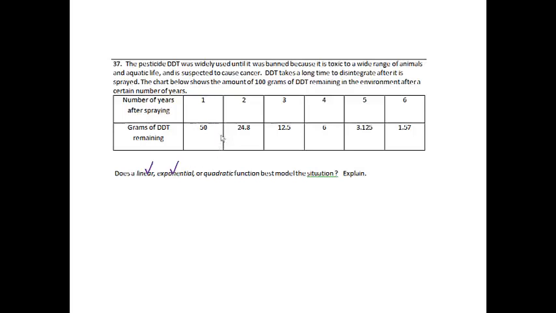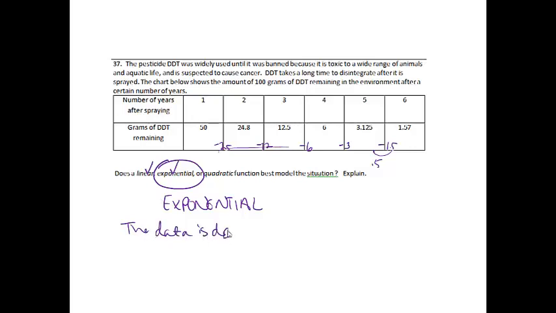constant amount? This first one is going down by about 25. The second one is going down by about 12, then by about 6, then by about 3, and then by about 1.5. So notice it's not going down by a constant amount. And actually, if I backwards divided, we would get about 0.5 for all of them. So it actually is not going down by a constant amount, it's actually being cut in half. So this actually is going to be an exponential function. Exponential. And our reasoning would be the data is decreasing, but not by a constant amount.